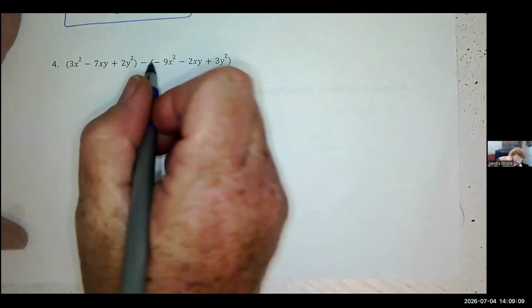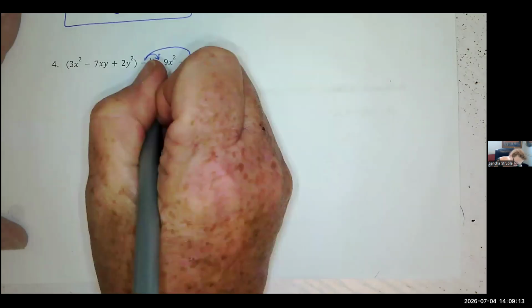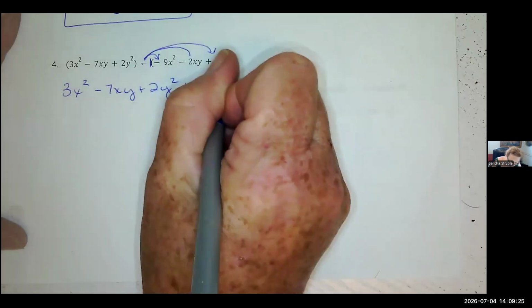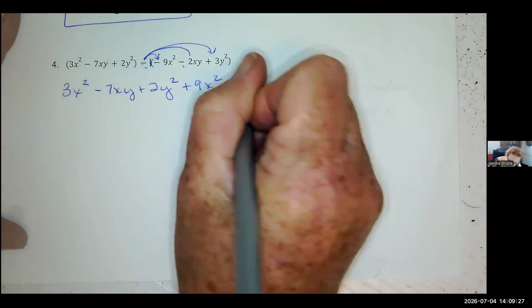Another subtraction, so we do need to distribute this negative and put a 1 here if you need it to the trinomial. So I'm going to rewrite this one. Distributing my negative. Negative times a negative is a positive 9x squared. Negative times a negative is a positive 2xy. And then negative times a positive is a -3y squared, combining like terms.